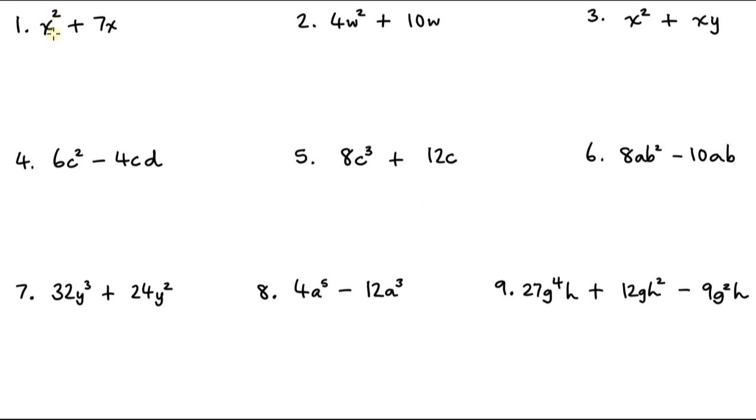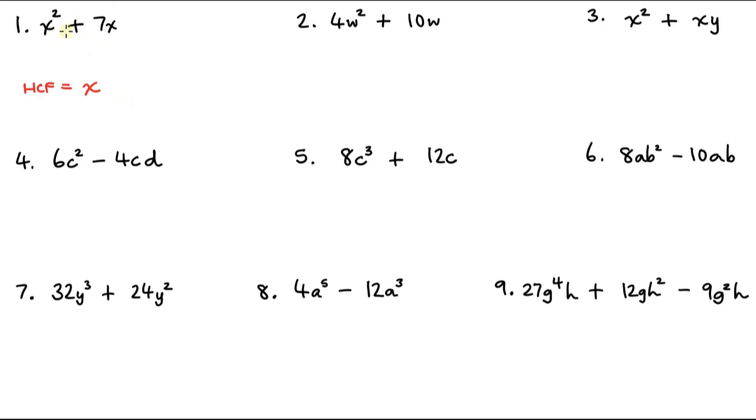So question 1, we've got x squared plus 7x. So first of all, let's work out what the highest common factor is. Now, we don't have any numbers in this term, so we can't factor out any numbers, but we do have an x in both terms. So our highest common factor is just x.